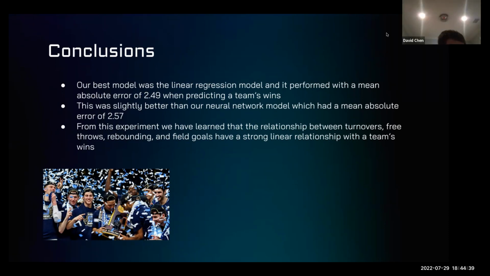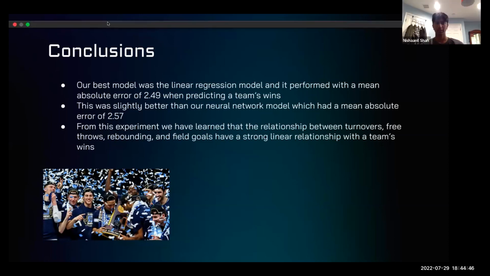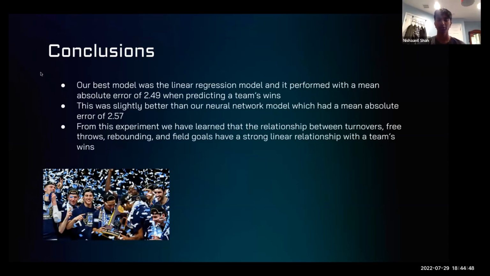Just wondering, when is the model taken into effect? Before March Madness or before a season? There's multiple questions. This model just takes place before the whole season. So the stats are from the season prior, right? Yeah, the data that we used was from a bunch of seasons prior.